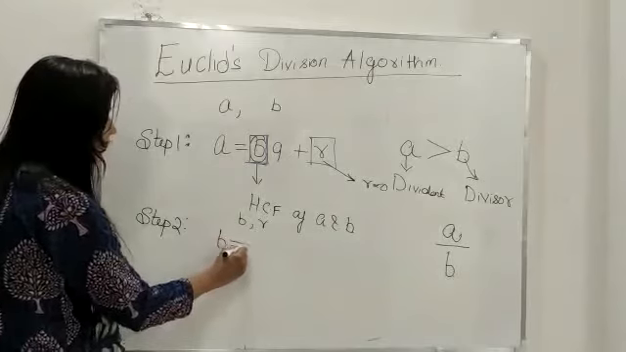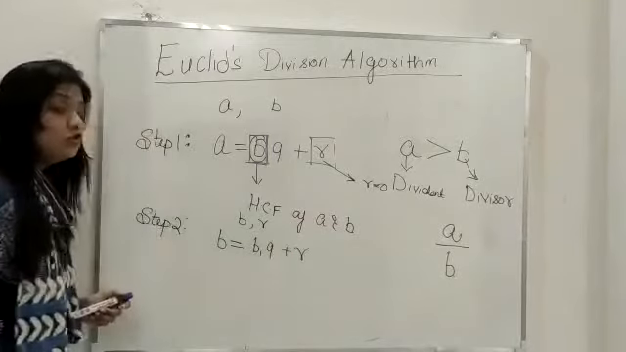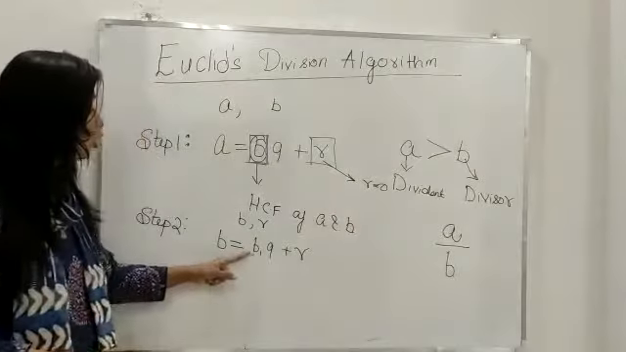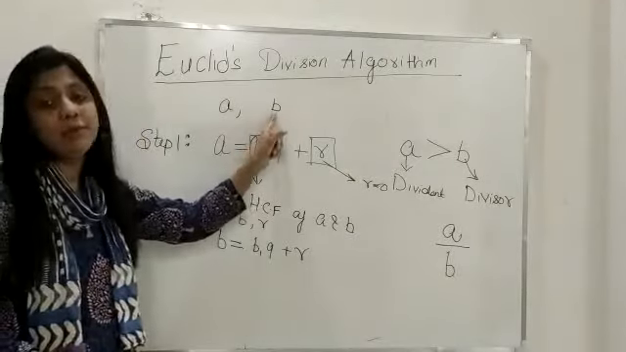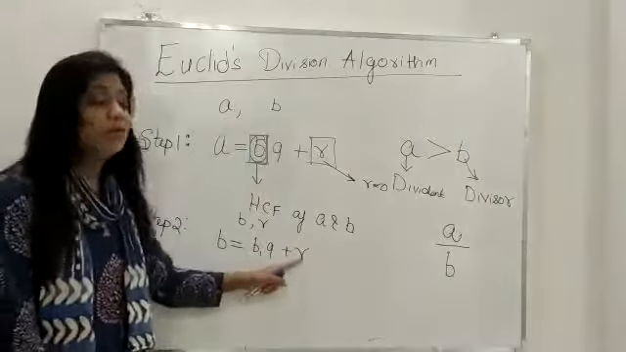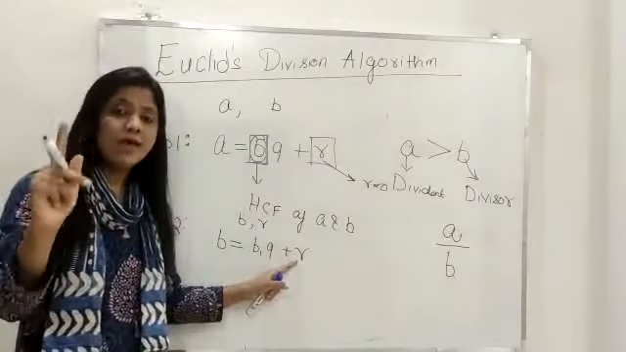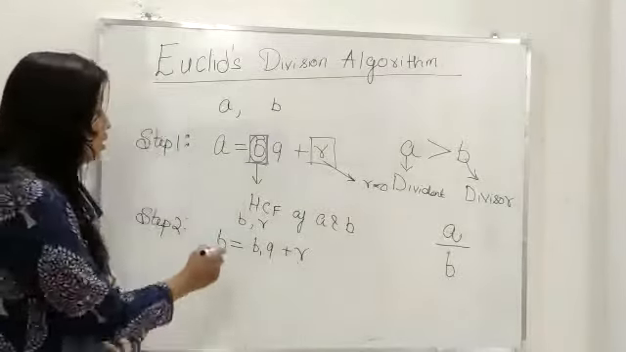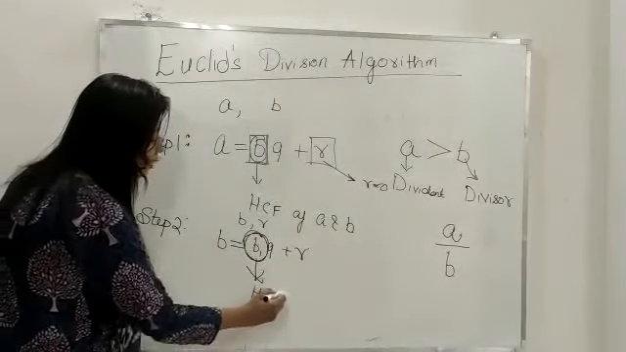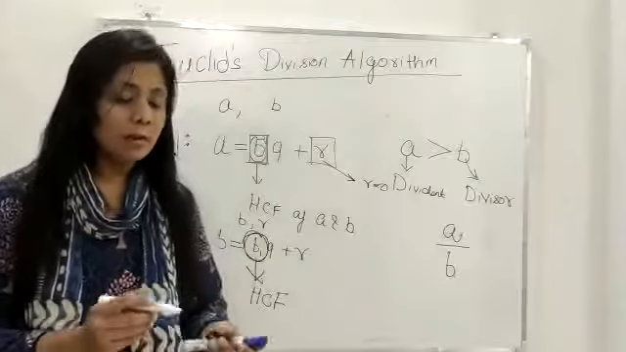You will get B is equal to B1Q plus R. Now, if your R is 0 in step 2, then your B1 will be HCF of A and B. So this step you have to repeat until you get remainder as 0. If at any stage the remainder is 0, at that point whatever is your divisor will be HCF of your two given numbers. Let's see the same algorithm with the help of some questions.